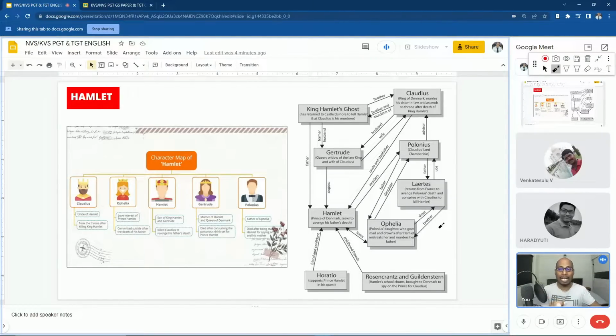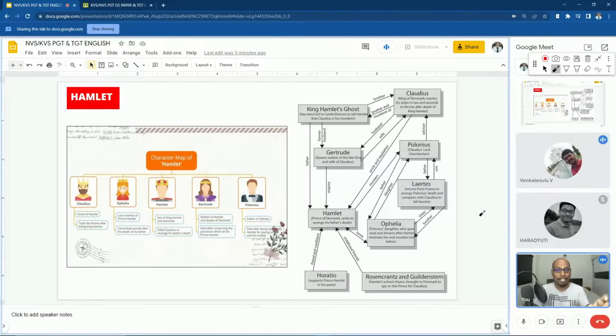Before Hamlet attends the father Hamlet's funeral, he was studying in a university. What is the name of the university? They'll give four options: Cambridge, Oxford, Massachusetts, and Edinburgh. What is the right answer, Ghosh ji? Edinburgh. They will ask you one more question.